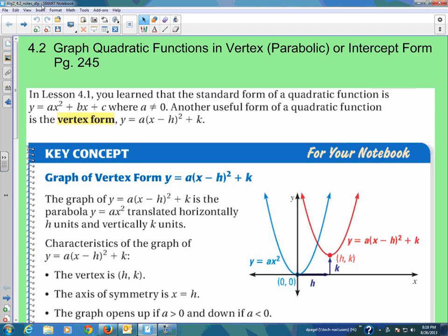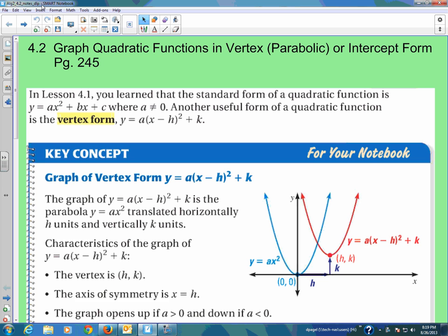Section 4.2, graphing quadratic functions in vertex, also known as parabolic, or intercept form. So we're going to take a look at two other forms that you may or may not be familiar with. Intercept form, probably not familiar with this one. But these forms have their advantages, as does the standard form.